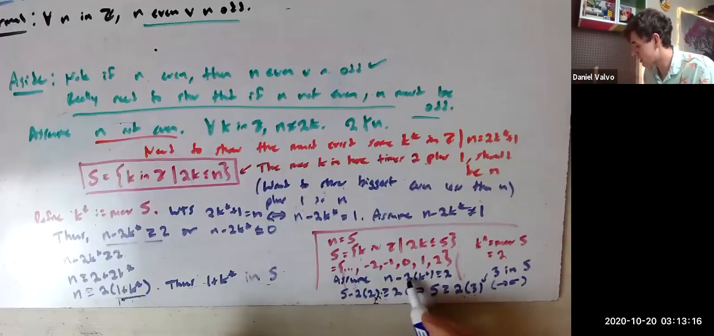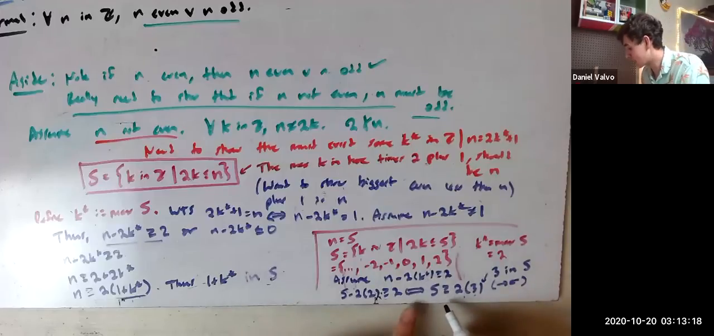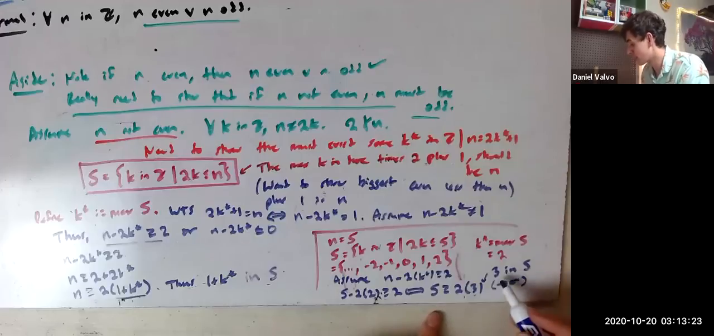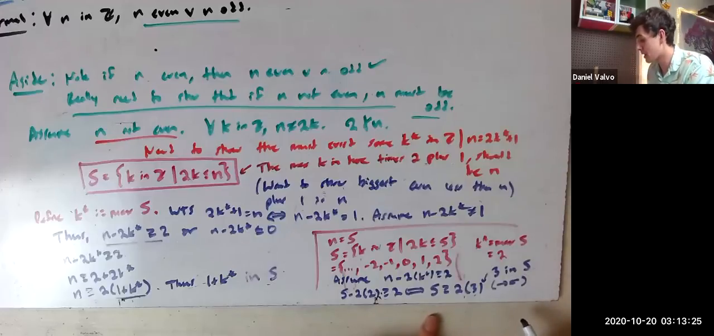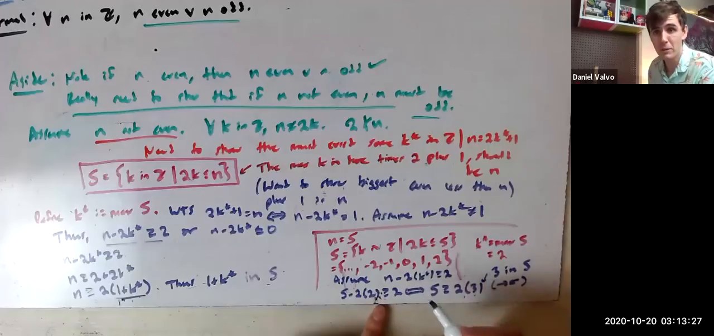If we assume this is true, then we get that 5 is greater than or equal to 2 times 3, which implies 3 is an S. But we know 3 can't be an S, therefore our assumption must be wrong because it logically led to something that was false.